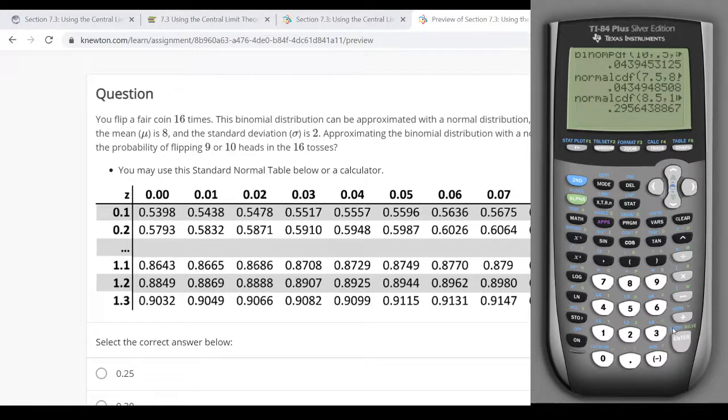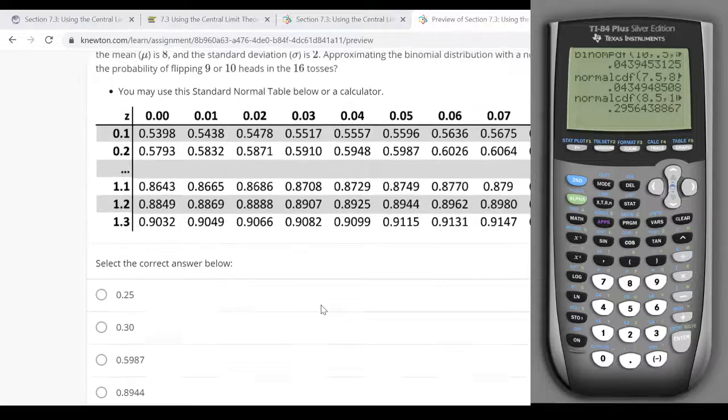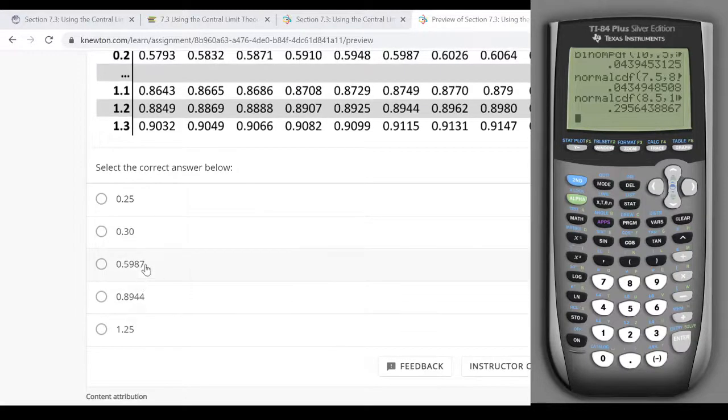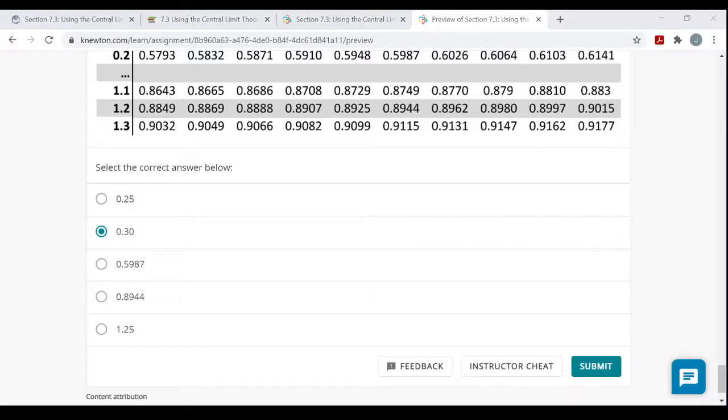So what is this area? Now they're saying round. It looks like they're rounding to the nearest hundredth, right? They have choices down there. Just pick the closest one. So on the calculator it says 0.2956. That's closest to 0.3. Right, of all these choices, the closest is 0.3. So it's really that easy.